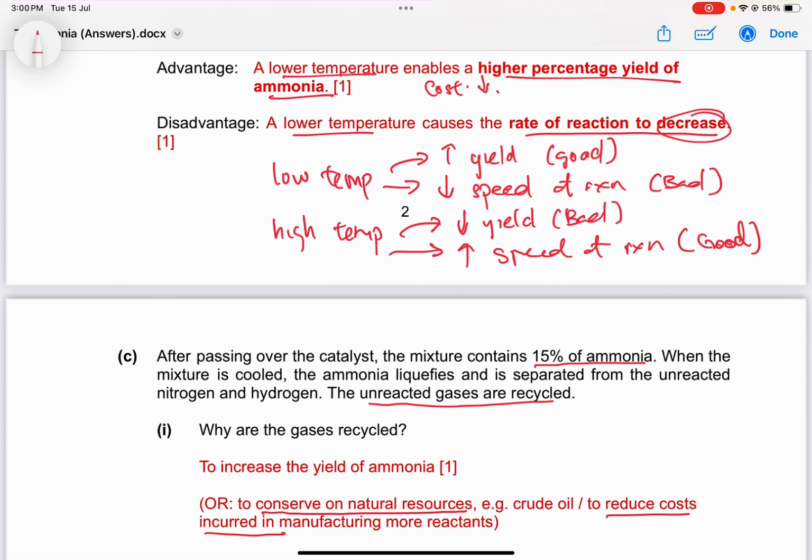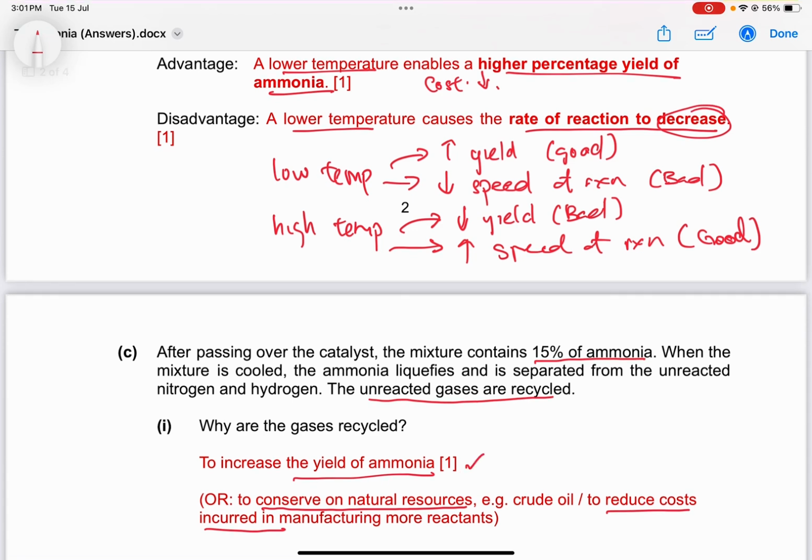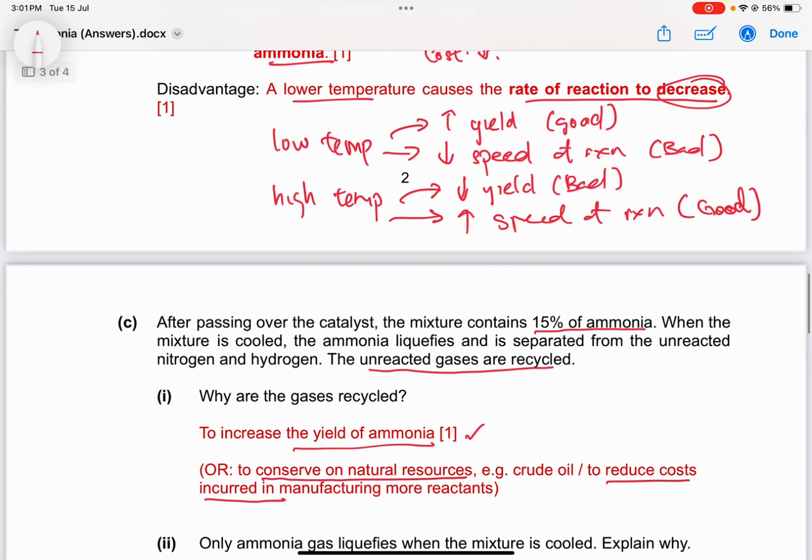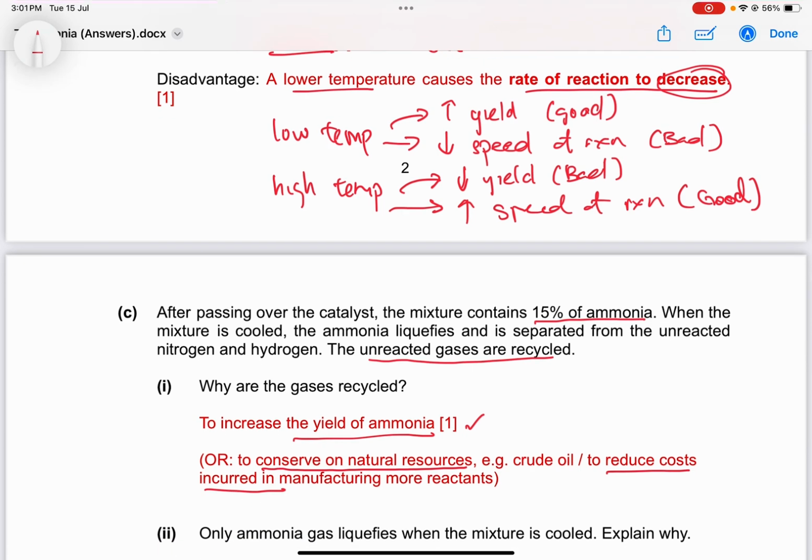And if I can recycle the gas, obviously for the same amount of reactants, I can increase the amount of products formed. So if I imagine I put in 100 hydrogen and nitrogen, come out only like 15 ammonia. But if I can recycle the rest, I can actually get more ammonia out from the amount of hydrogen and nitrogen that I put in. So that's the idea of increasing yield as well. Okay? So quite a few factors that you can write in terms of this one. Next one. Only ammonia gas liquefies when the mixture is cooled. That means I have nitrogen, I have hydrogen, I have ammonia.